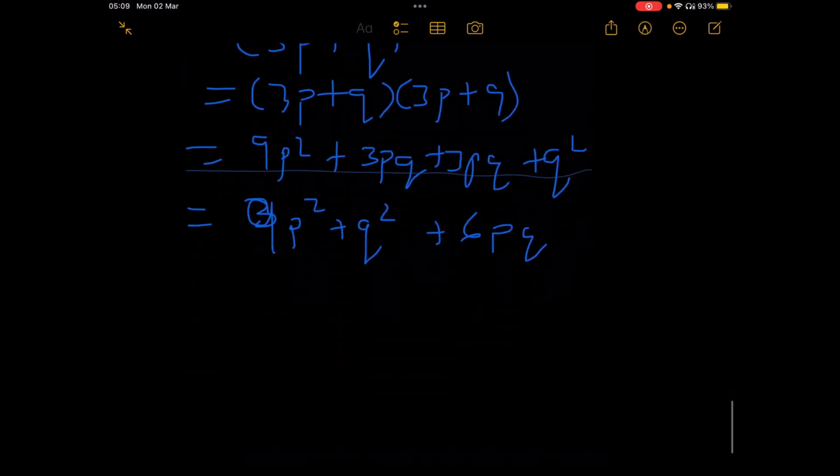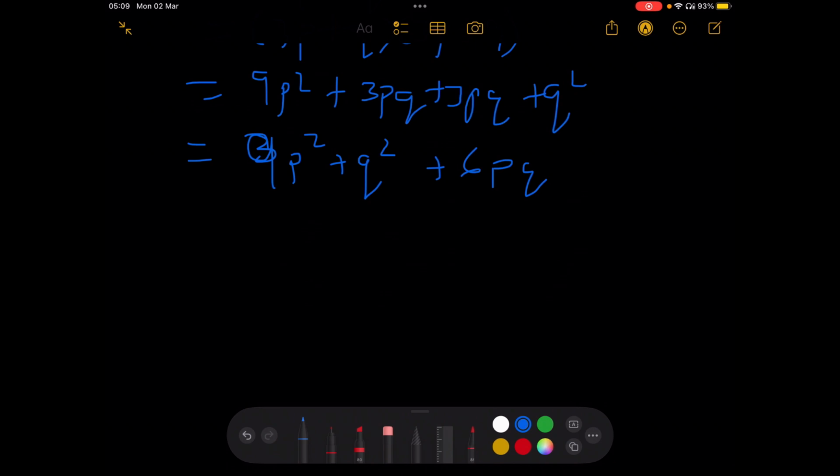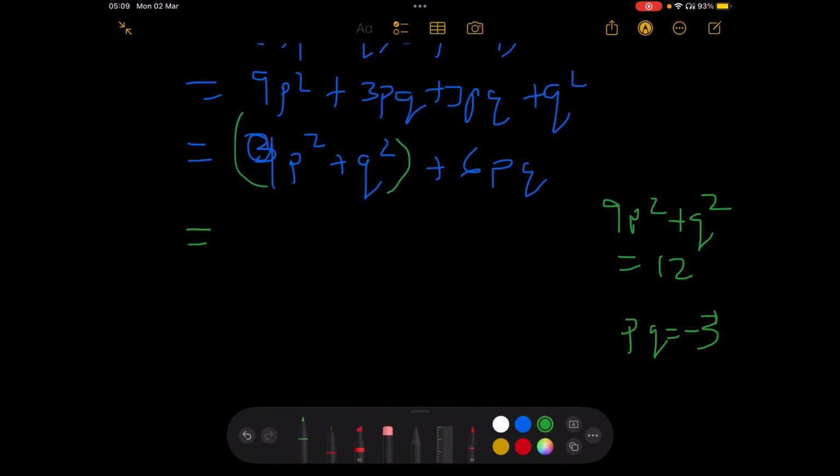Why are we isolating them? Because we are given information that 9p squared plus q squared has the value of 12, and then pq has the value of negative 3. So it means that we now have 12 plus 6 times the negative 3, which gives us minus 18 plus 12, and that is a negative 6 in total.